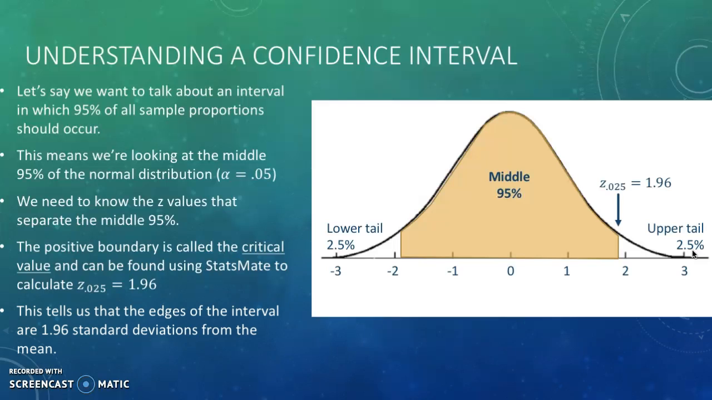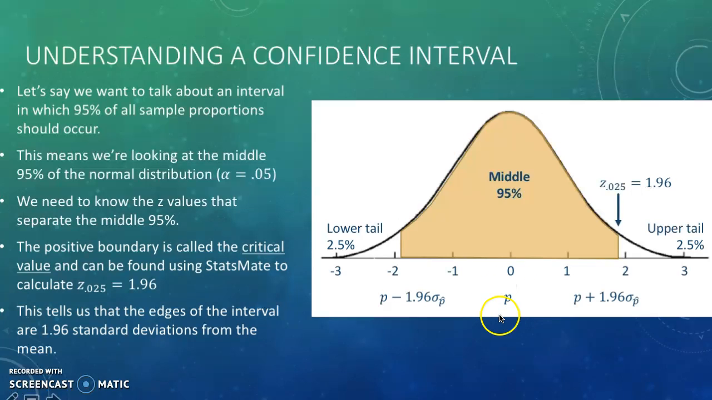Okay, this tells us that the edges of that confidence interval are 1.96 standard deviations away from the mean. The mean we just reviewed on the last slide is actually the population proportion. The standard deviation depends on the probability of success, probability of failure, and the sample size. But what we're looking at is the interval from one yellow line to the other yellow line, and I'm saying 95% of the time the real population parameter is going to be between those two values.